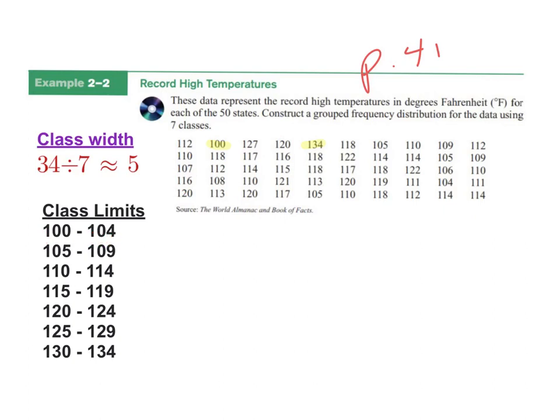So when we did boundaries in chapter 1, we took whatever our number was, we went down a half a tick and up a half a tick, depending on where our decimal was, right? So we're going to do the same thing here. What's down a half a tick from 100? 99.5. What's up a half a tick from 104? 104.5. That's going to be our class boundaries for this first interval.